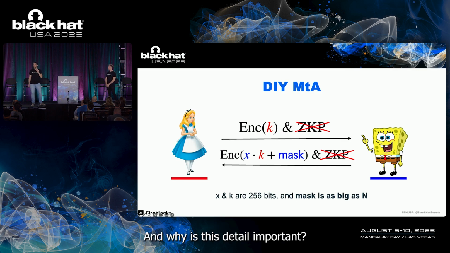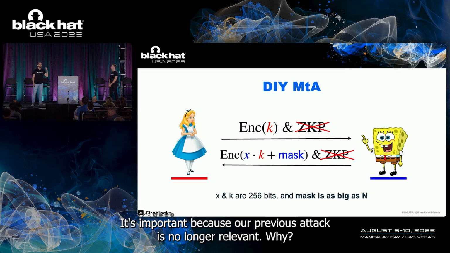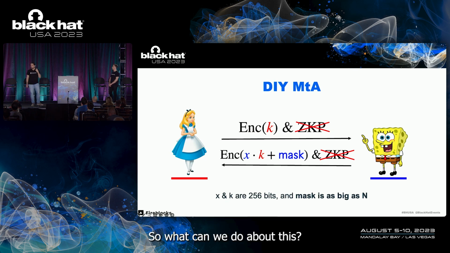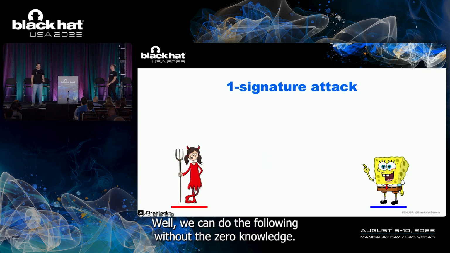And why is this detail important? It's important because our previous attack is no longer relevant. Why? Because no matter how big k is, the mask is always going to hide x. So what can we do about this? Well, we can do the following.